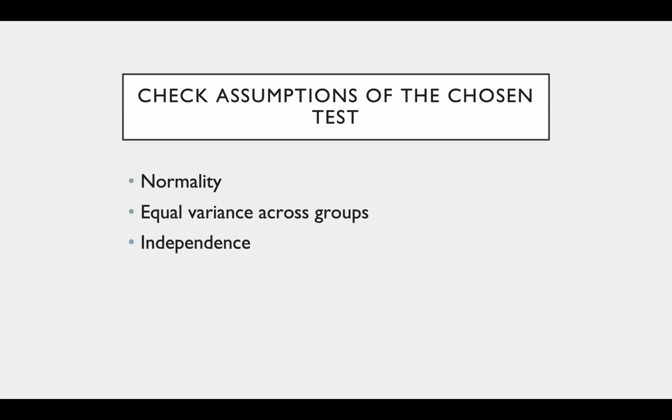So once we have our test, we have to check the assumptions for the test. Each test is going to have its own assumptions. Some typical assumptions would be normality. Again, all of your parametric tests have to be normal. Equal variance across groups is also seen as an assumption, and then independence would be another assumption.